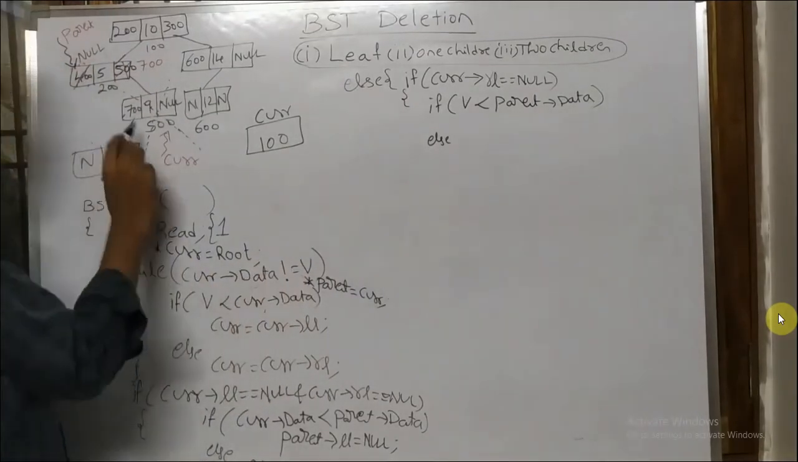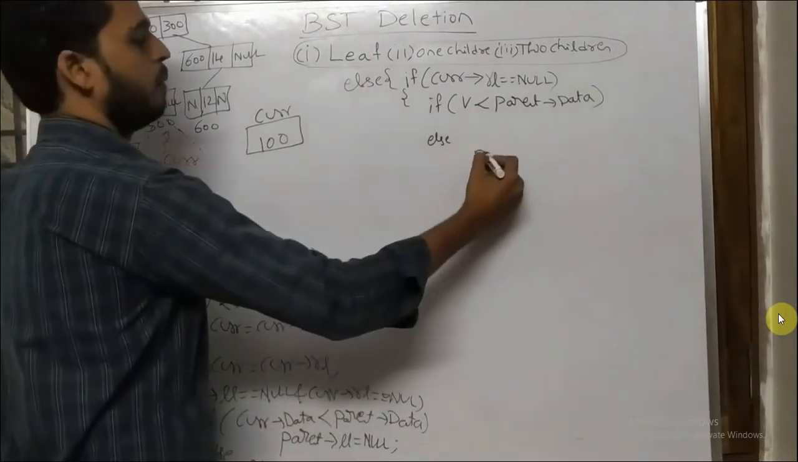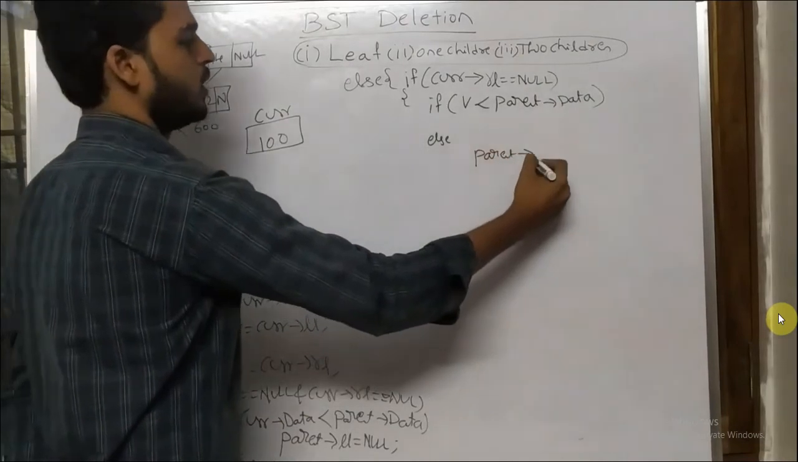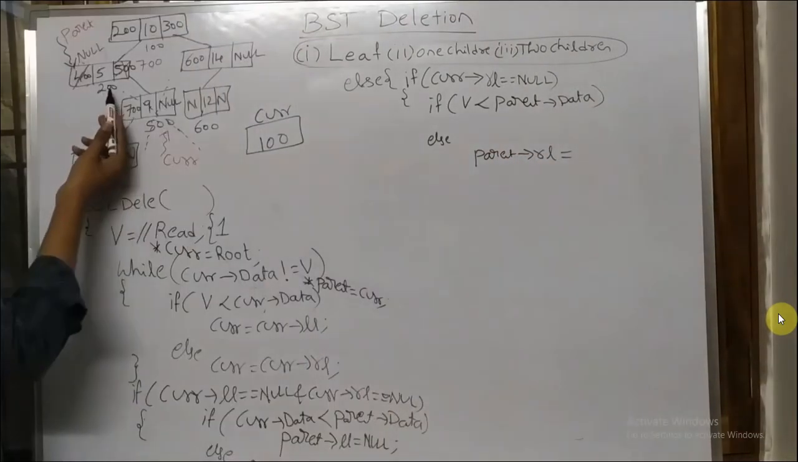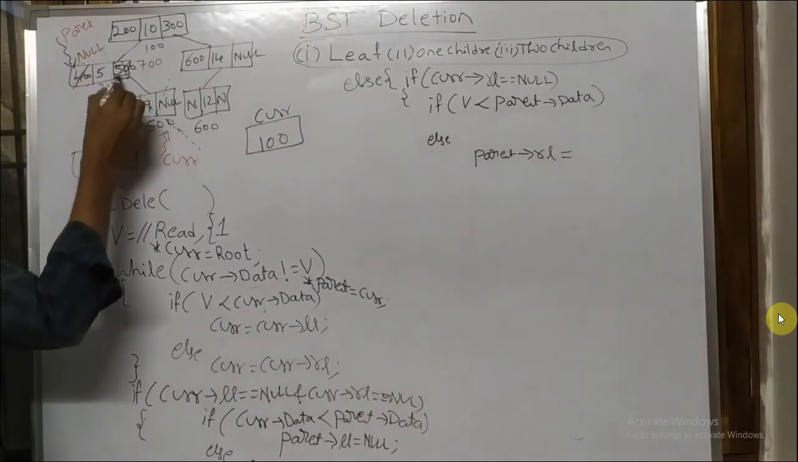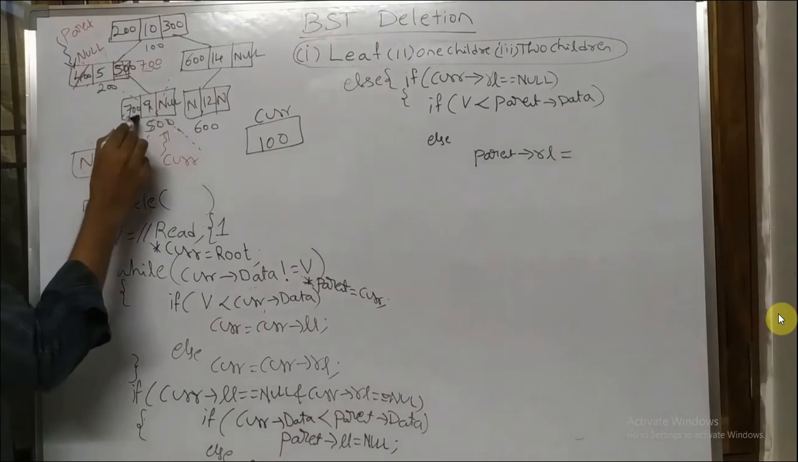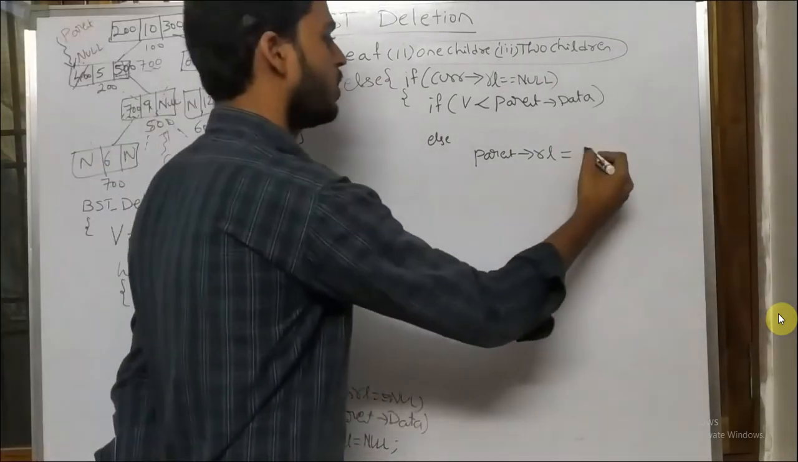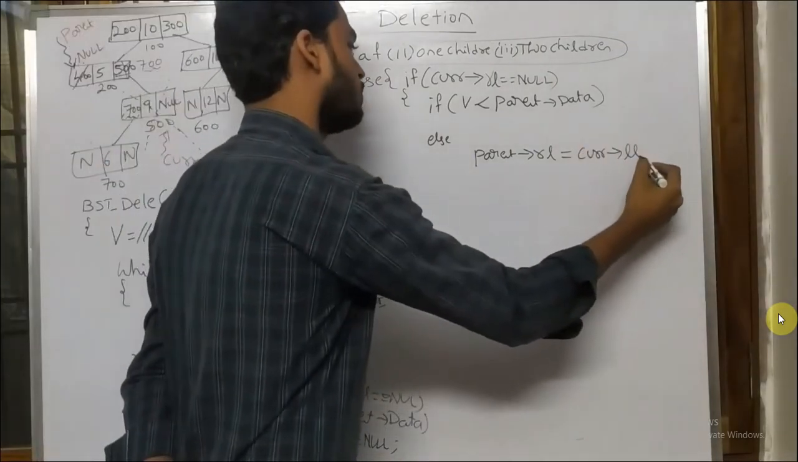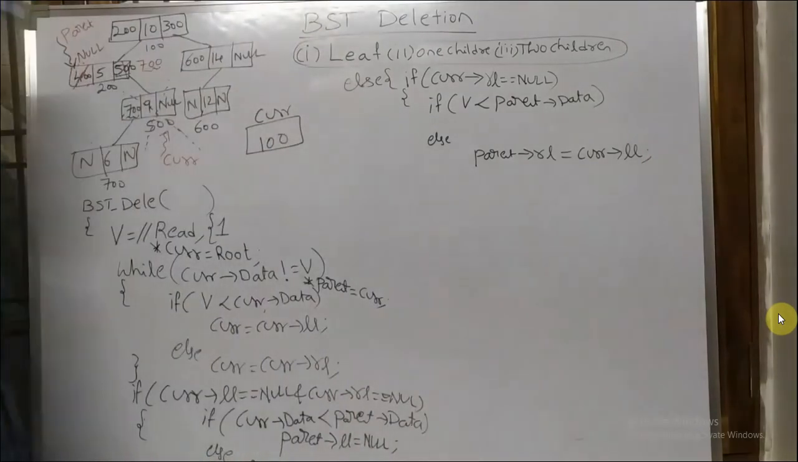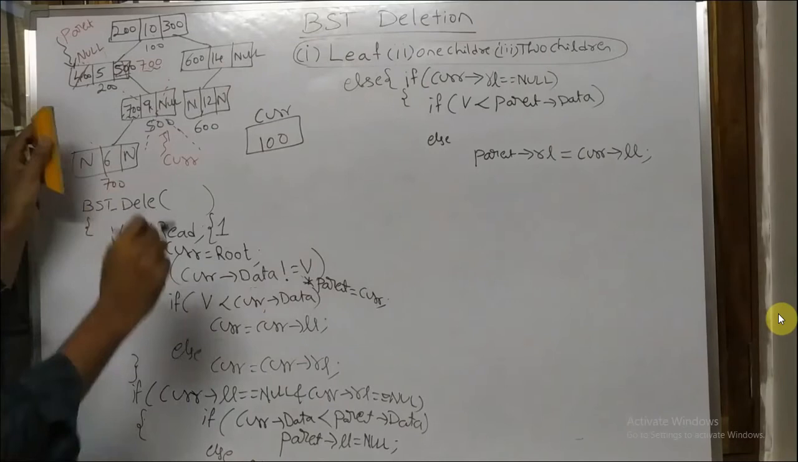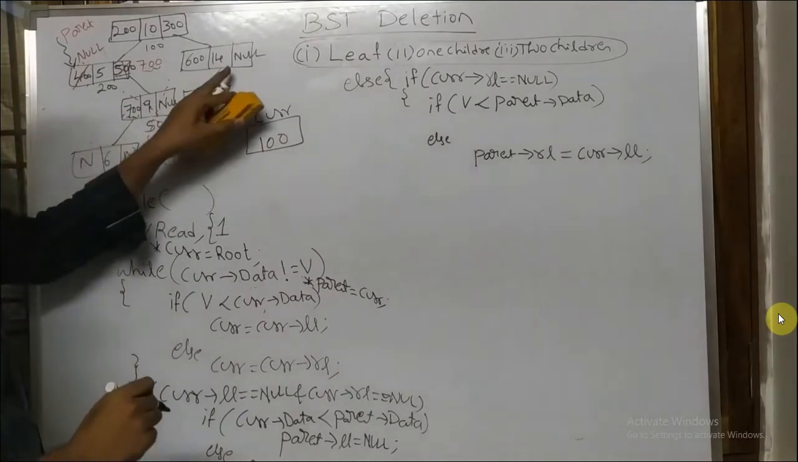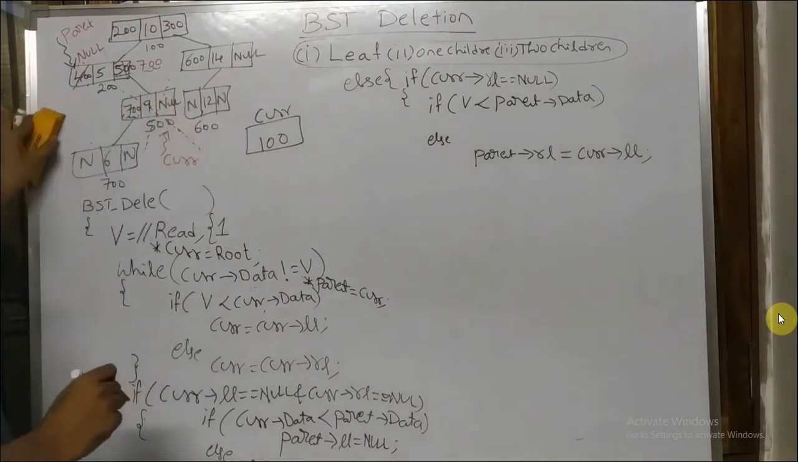So where do I need to modify? Parent tends to right link equal to what address? I need to modify this address. So that's the reason I am setting parent tends to right link to what value? 700. 700 is located at this particular location. So parent tends to right link equal to current tends to left link. Or if you want more understandability, I want to search for a value.